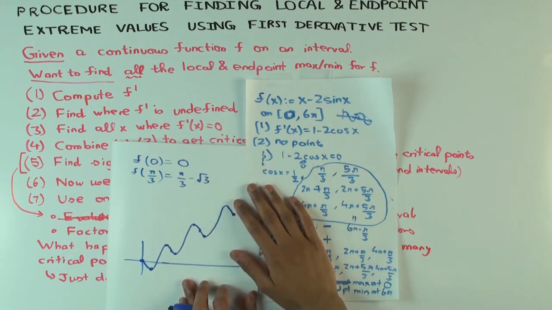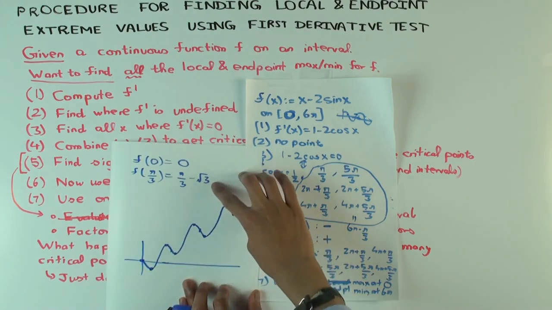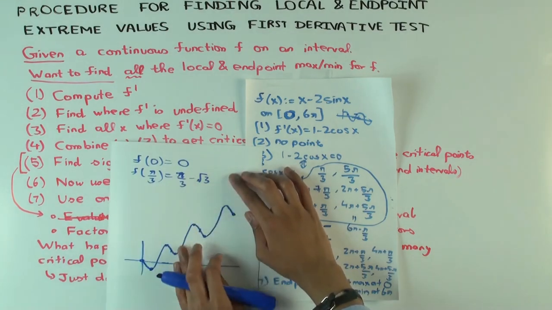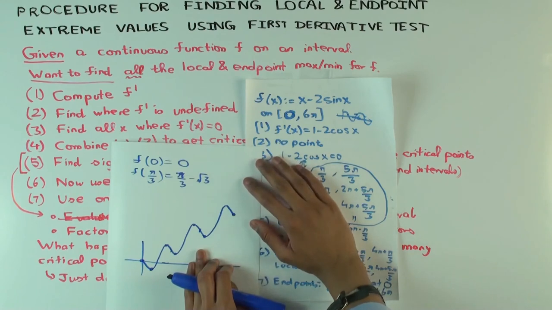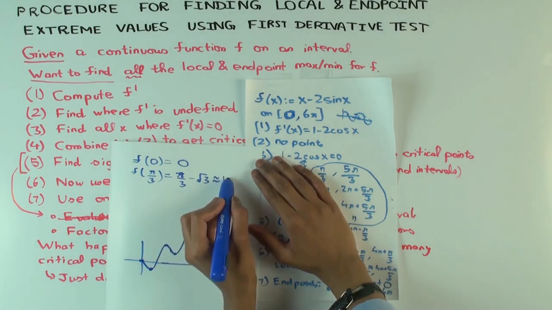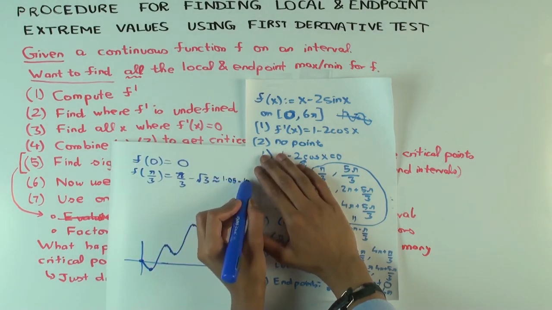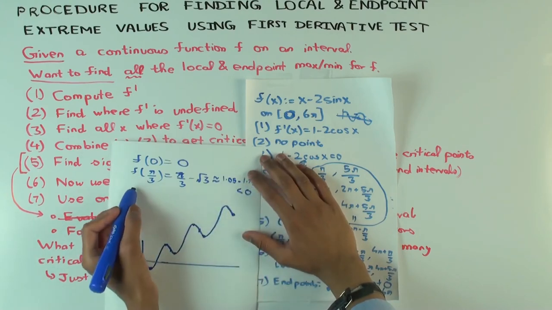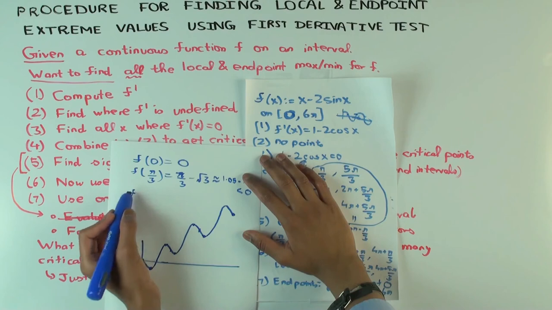Now, if we've done our work right, should this be less than 0 or greater than 0? Less than 0. Okay, let's just check. What's pi over 3 approximately? It's about 1.05. So this is our answer. What I'm writing here is just checking. 1.05 minus 1.73, which is less than 0, right? Okay. Now, what's the next one we want?